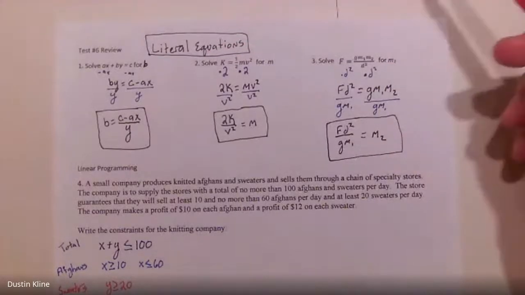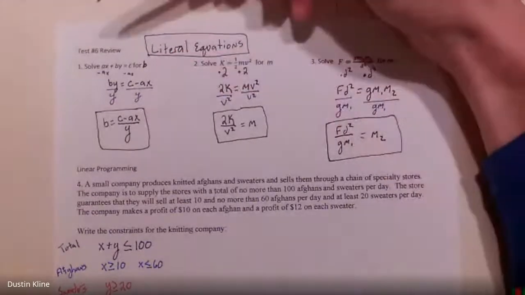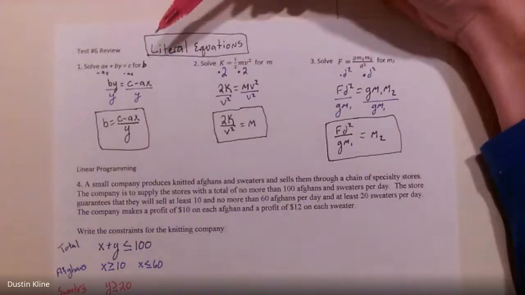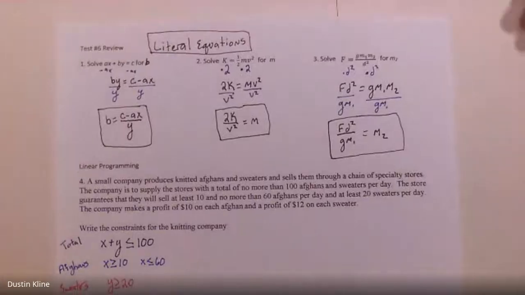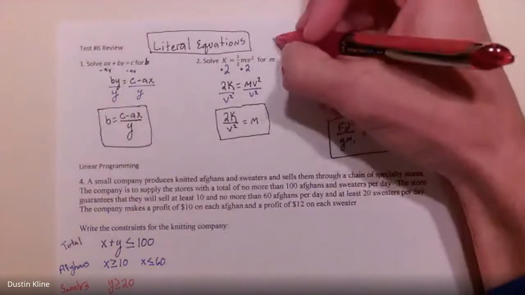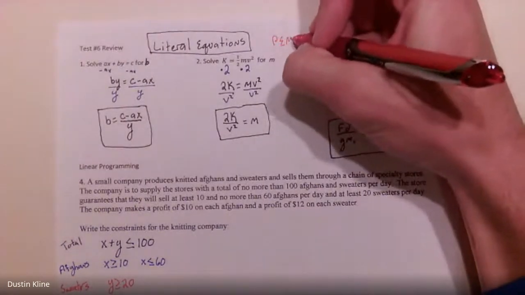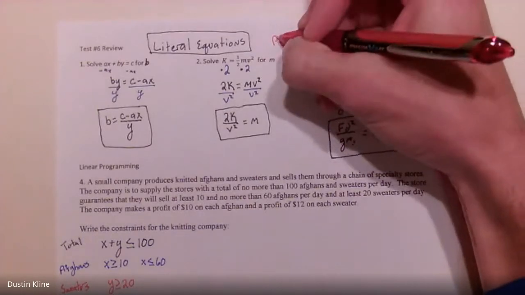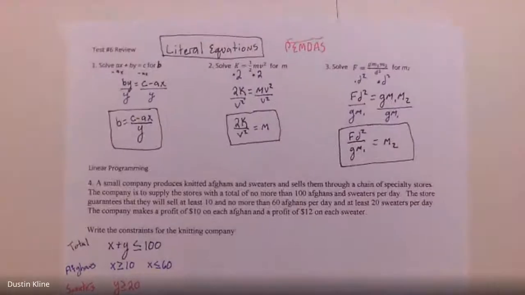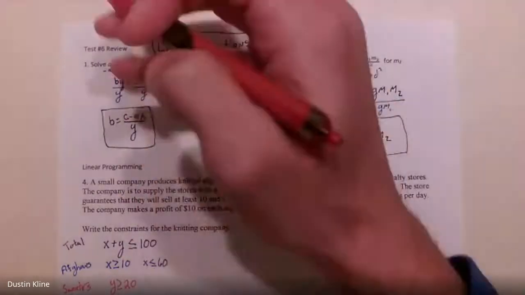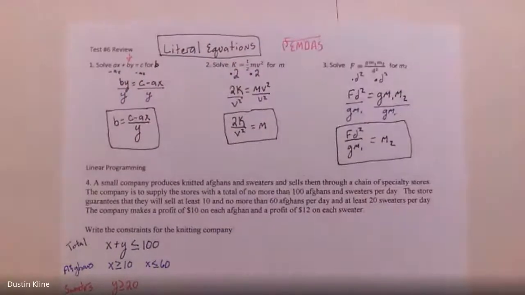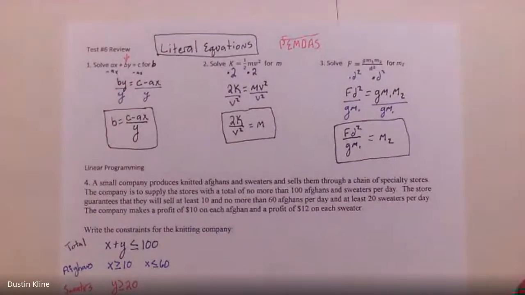And so in our first equation, number 1, we are solving ax plus by equals c for b. Remember, when you're solving, we're going to use inverse order of operations. So instead of PEMDAS, we'll go backwards, starting with subtraction and addition. So we identify the variable of interest, that's b, and we're moving everything away from it in reverse order of operations.